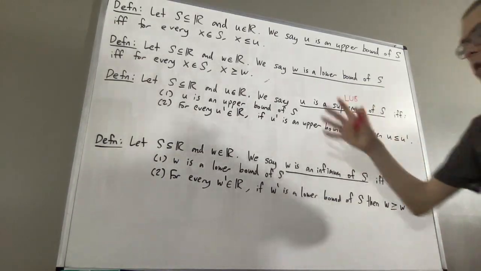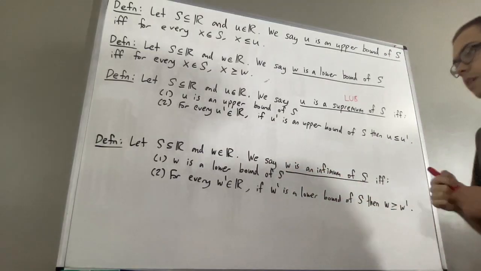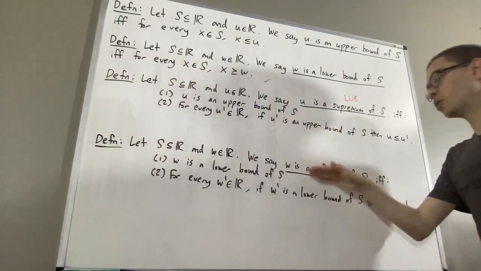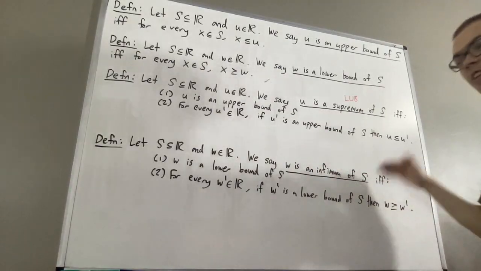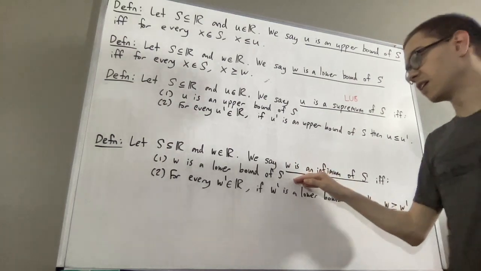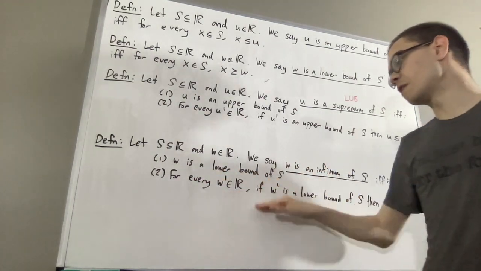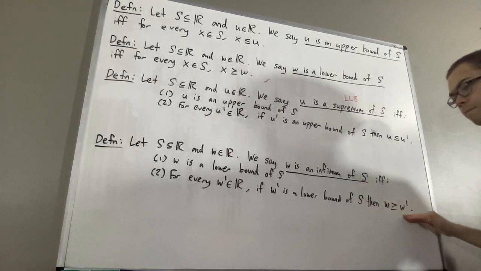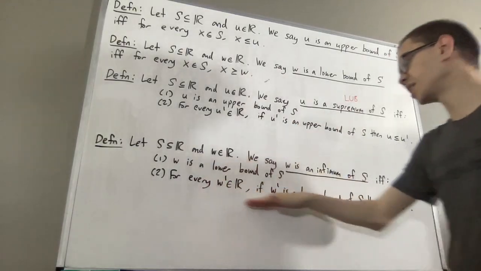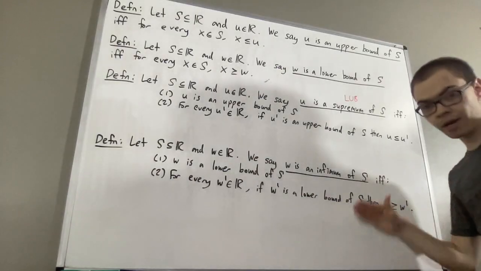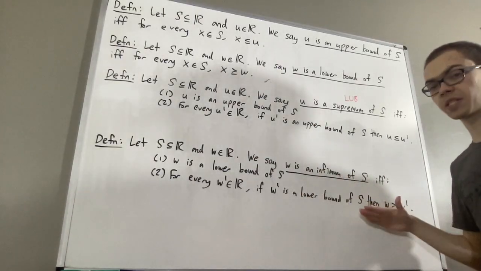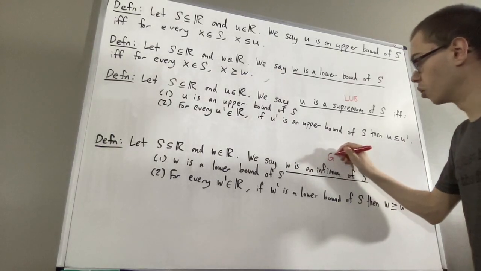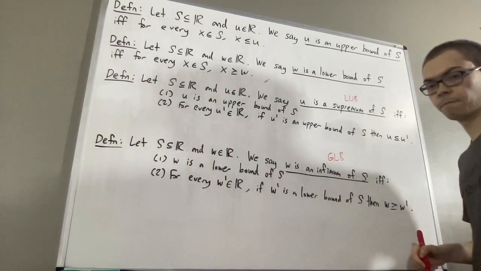So now we have the definition of the infimum of a set. Let S be a subset of real numbers and let W be a real number. We say W is an infimum of S if W is a lower bound of S, and for every real number W prime, if W prime is a lower bound of S, then W is greater than or equal to W prime. So in other words, this second condition is telling us that W is greater than or equal to every lower bound of S. So another name for the infimum of a set is the greatest lower bound of the set.